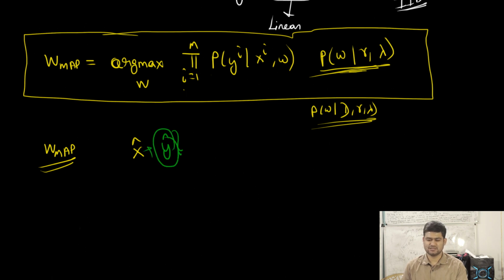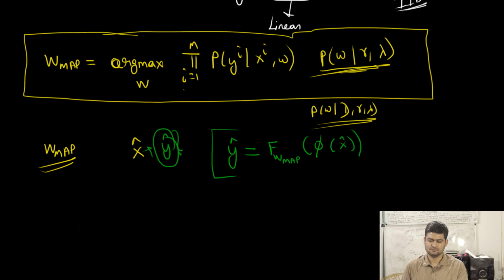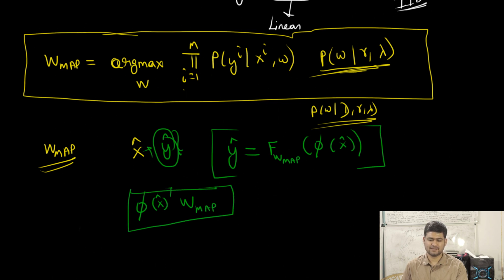The answer is now simple. Assuming that we are learning a linear functional mapping, y hat would be given by f of W map of phi of x hat. And if this is linear, then we can use phi of x hat transpose times W map. This is a regression problem, so we are doing a regression with prior information. This regression is known as Bayesian linear regression.